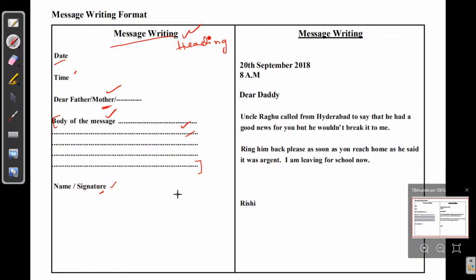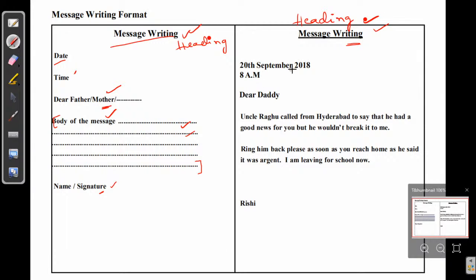And now come back to the model of message writing. I'm asking a question to you, students. What is this? Yes, this is a heading. Message writing is a heading.